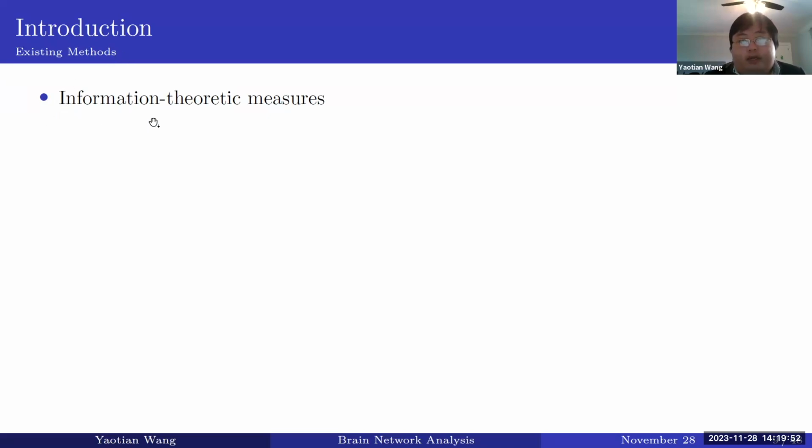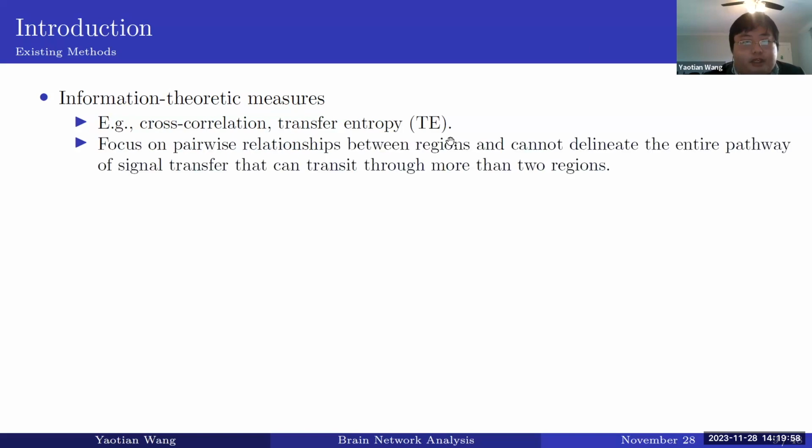One is the information theoretic measure, such as the cross correlation and the transfer entropy. However, such measures focus on pairwise relationships, and they cannot delineate the entire pathway of signal transfer that can transit through more than two brain regions. In other words, these measures cannot distinguish direct and indirect connections.